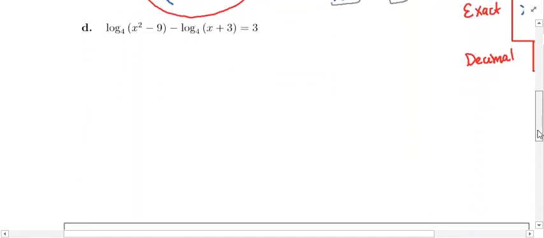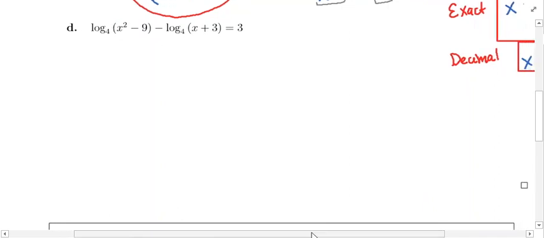All right, let's jump to part D here. So now we've got log base 4 of x squared minus 9 minus log base 4 of x plus 3 is equal to 3. Again, we have two logarithms of the same base on the left side. The right side is just a number. So if we condense the logarithms on the left side, then we're going to be able to write our equation in the format 1 logarithm is equal to a number. Then we can do the arrow thing.